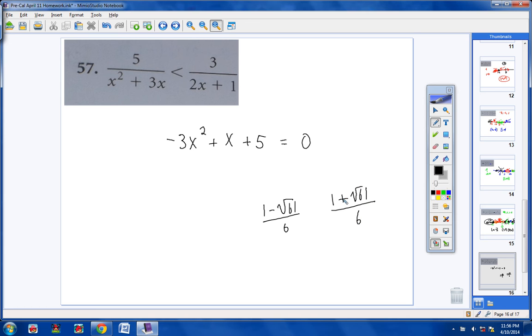So I'm going to grab a calculator real quick and type in those two numbers so I have a decimal. And for this fraction here, I'm getting negative 1.14. And then for this one here, I'm getting, let's see, 1.47. Okay, so there's two critical values right there.